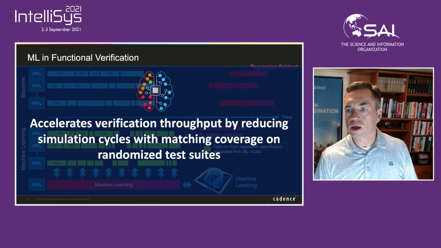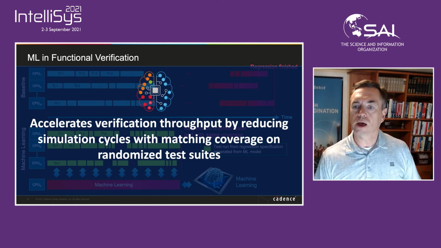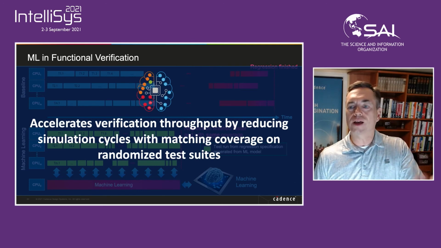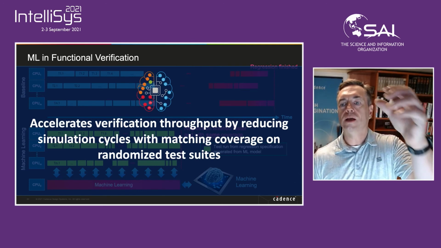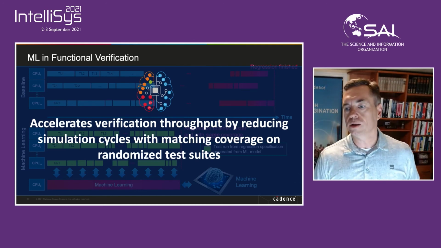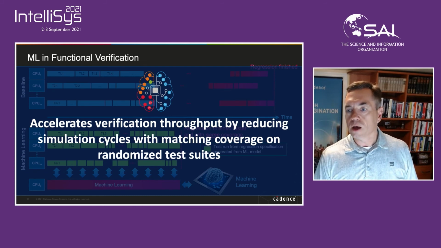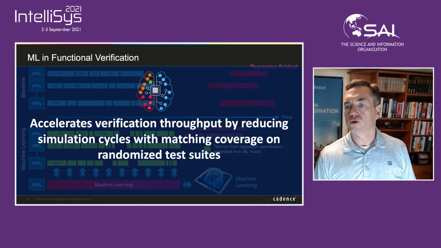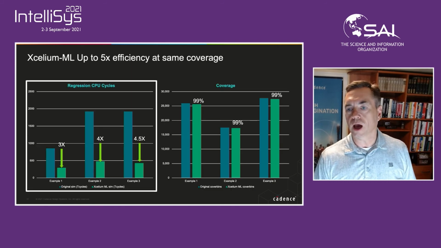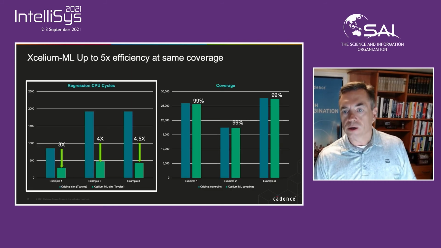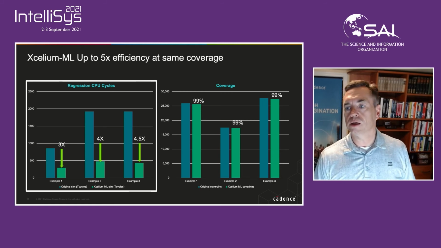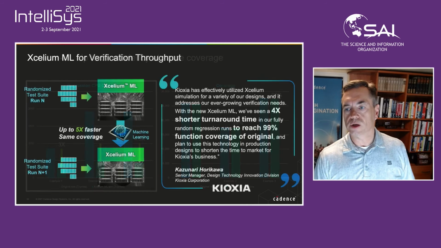So it's really about verification throughput, reducing simulation cycles, and essentially avoiding cycles which don't add much to our design objectives for the simulation, getting matching coverage through proper randomization of the test suite. So the AI ML really learns how to reduce the CPU cycles while maintaining, as shown on the right side here, the coverage results with shorter simulation time.